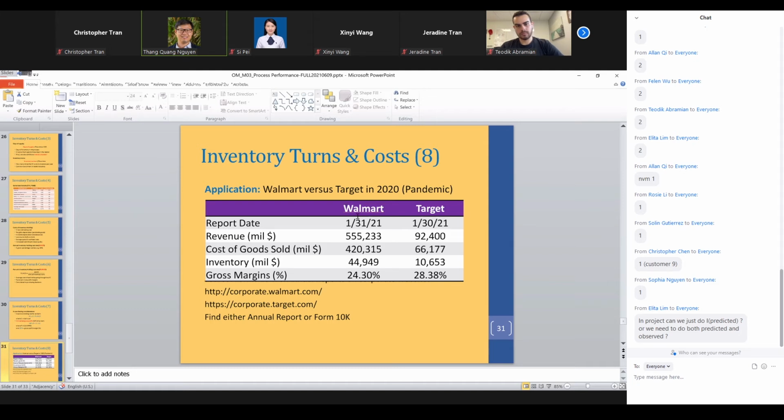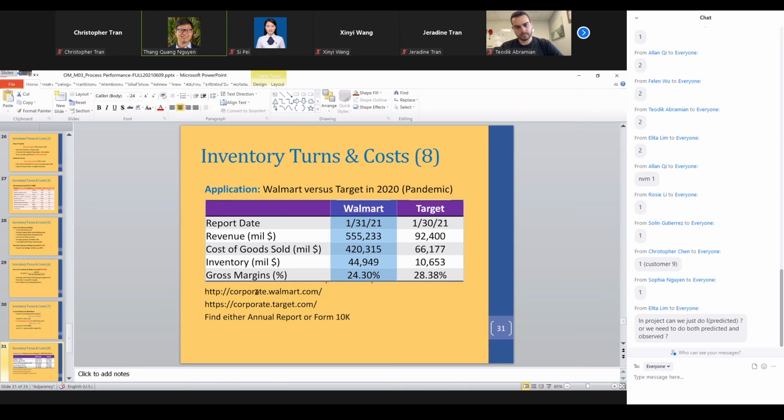Okay, so this is data for the year 2020. Let's call it a pandemic year. It's a very turbulent year, and it's interesting to see what happens to Walmart. I also have the real life data for Target here, but we will not have time to do Target side by side with Walmart, right? So most of the time we work on the Walmart data.